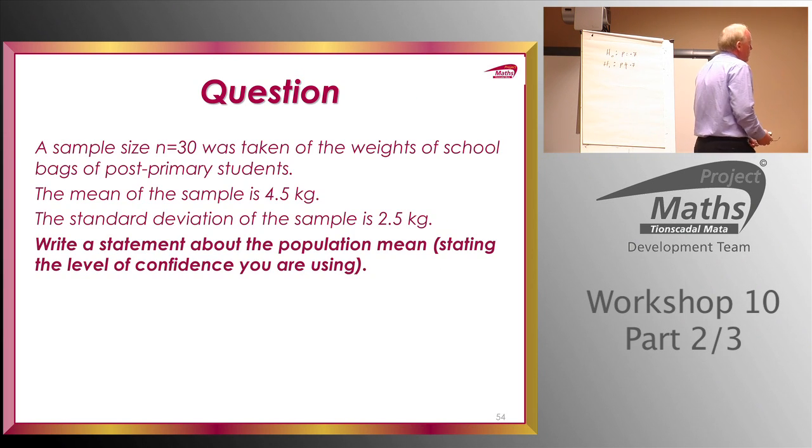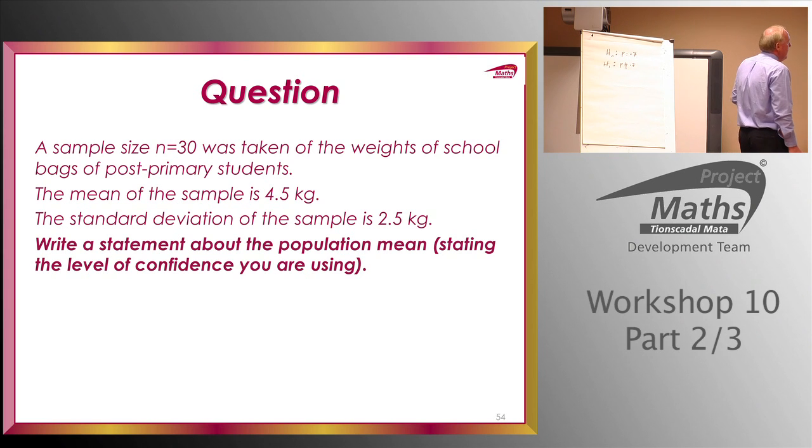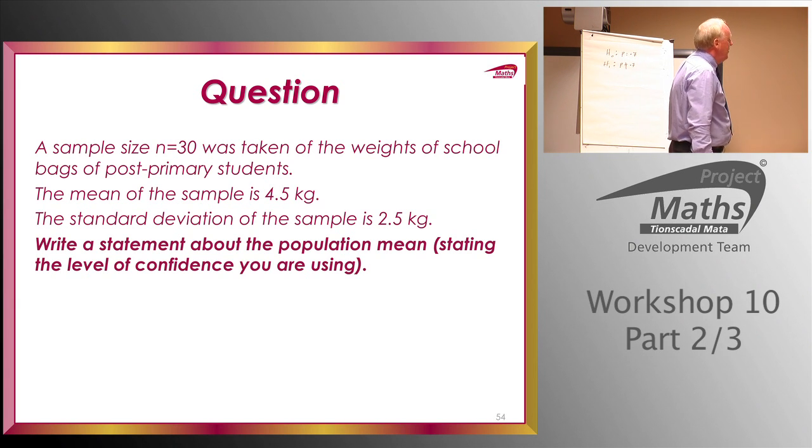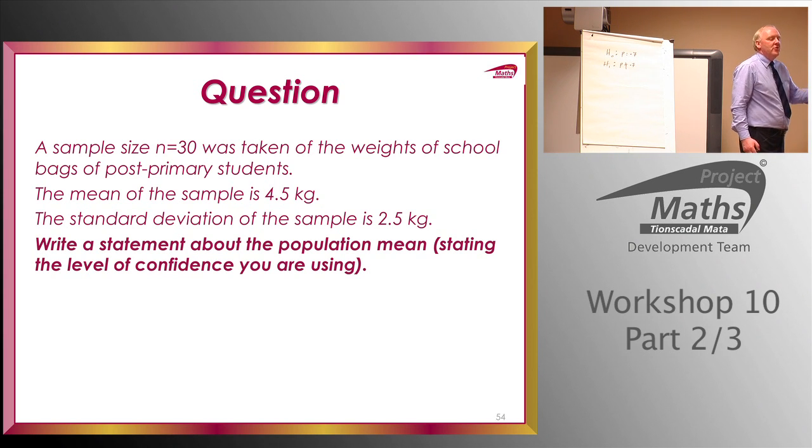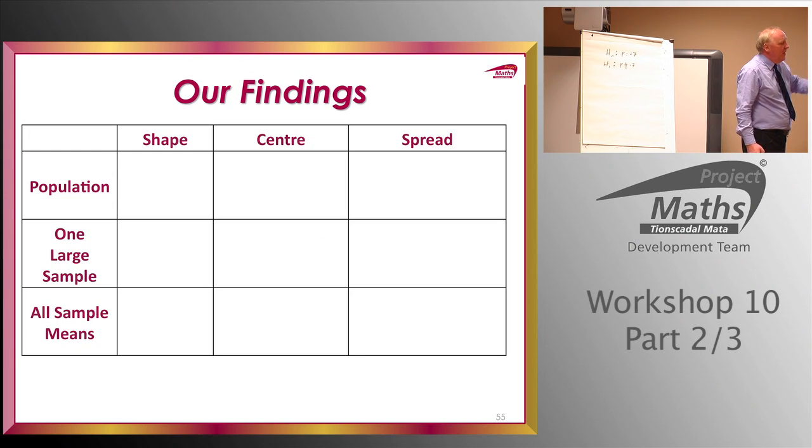Now, we're going to look at this. A sample of size n was taken from the weights of school bags of post-primary students. The mean of the sample is 4.5 and the standard deviation is 2.5. This is the kind of question we're going to get, but we're going to develop the theory around this before we answer it. Okay? So we'll be asked to write a statement about the population mean, stating the level of confidence you're using. On page 9, we have a summary of findings page, so you'll be filling some material into that.